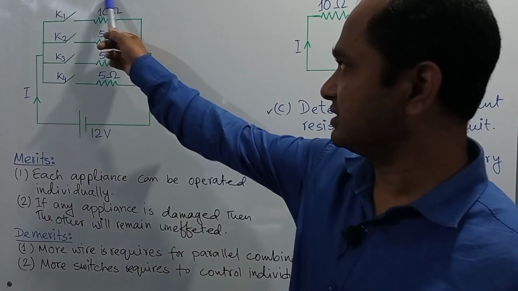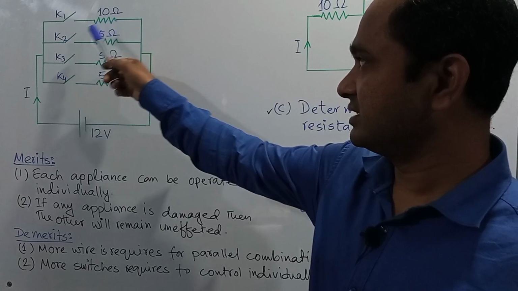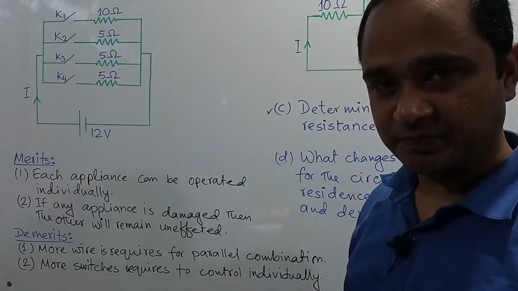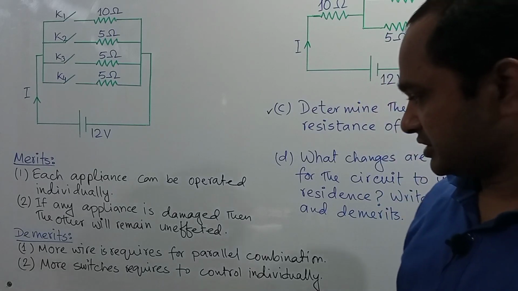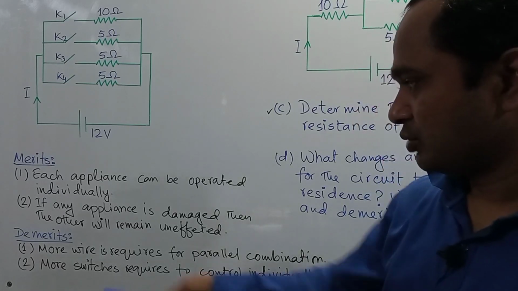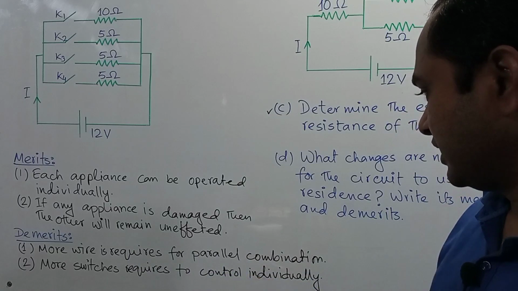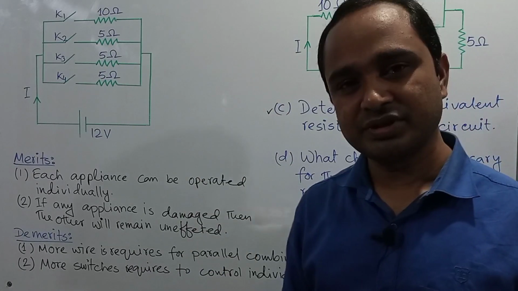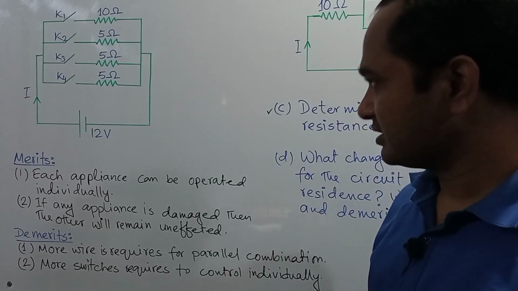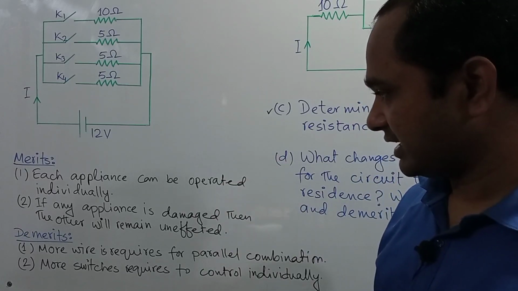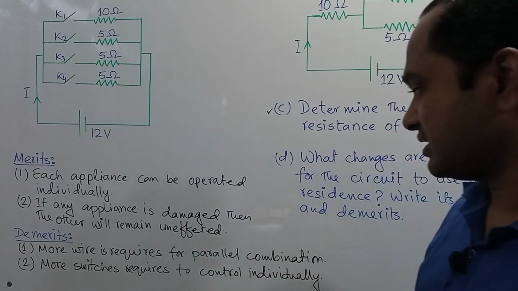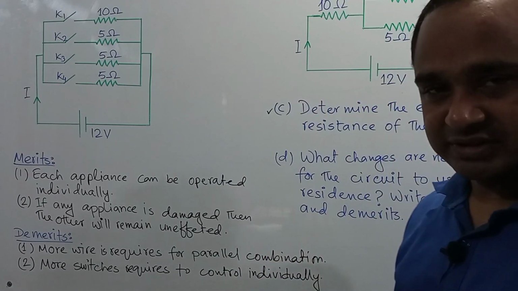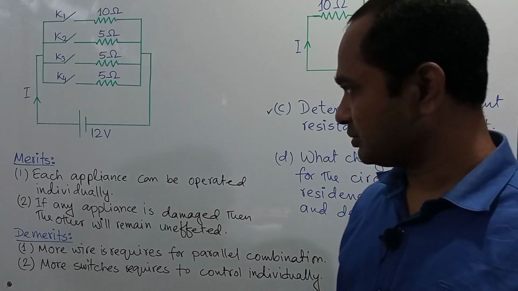If suppose this appliance is damaged, then the other appliance will be unaffected. We can use this as usual. Among the demerits, the main demerits are more wires required for the parallel combination, right? Dear student, for the individual control we need to use more wires for every appliance. And second one is more switches are required to control them individually, right? Dear student, I hope you got it.